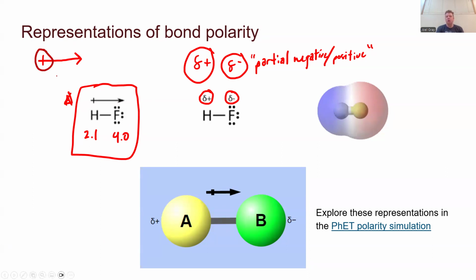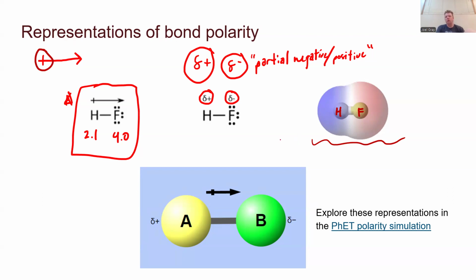I've effectively put the positive over my less electronegative element, the arrowhead over my more electronegative element. So that's what I'm ending up with, the arrow symbol as well as the delta symbols. The last model right here, these all kind of follow the same trend where our more electronegative element is on the right-hand side, fluorine, and then on the left-hand side is our less electronegative element. The more electronegative element has this kind of big red sphere surrounding it, whereas my less electronegative element has this slightly smaller blue sphere surrounding it.